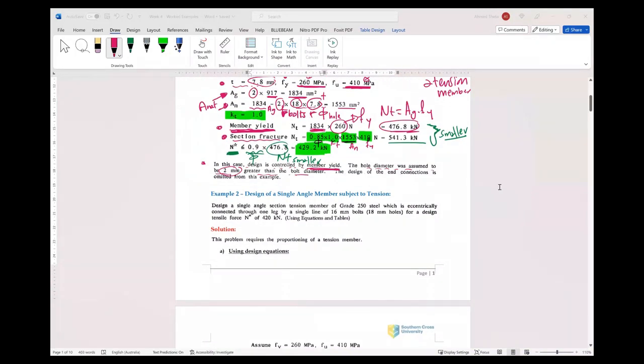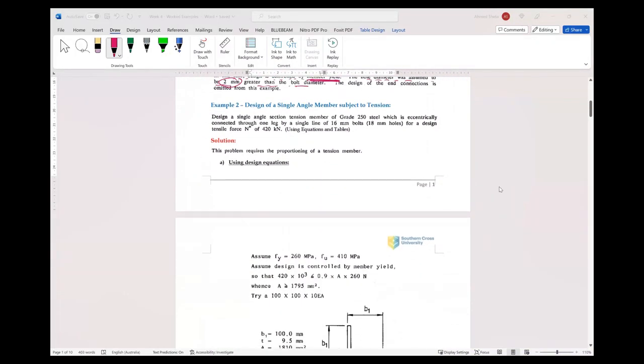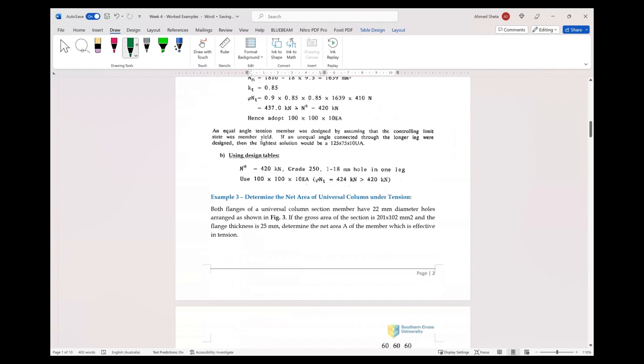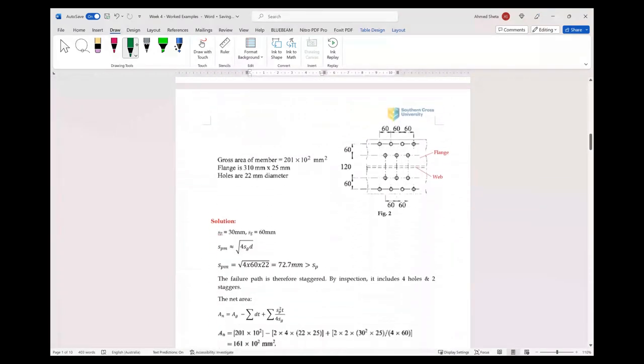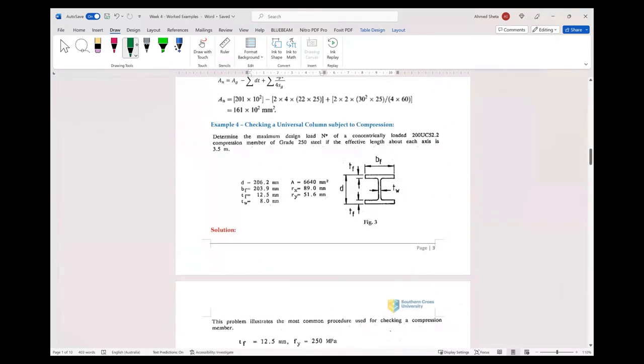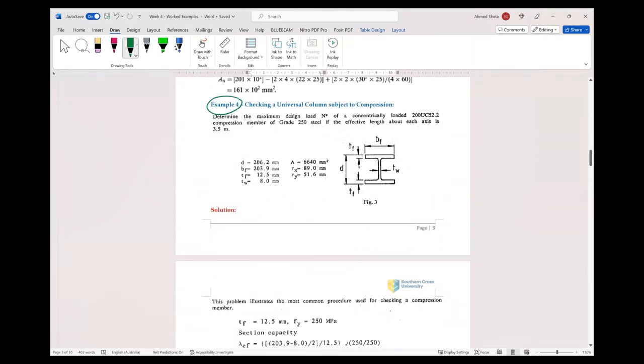Okay, so this is the first example, and the second example is also about a tension member. Or maybe I will jump to, I will try to solve one example for each case. We can try more examples, and if we have time, I will return back to them. So I will jump now to example 4, which is checking a universal column subject to compression. This is an application of compression members.